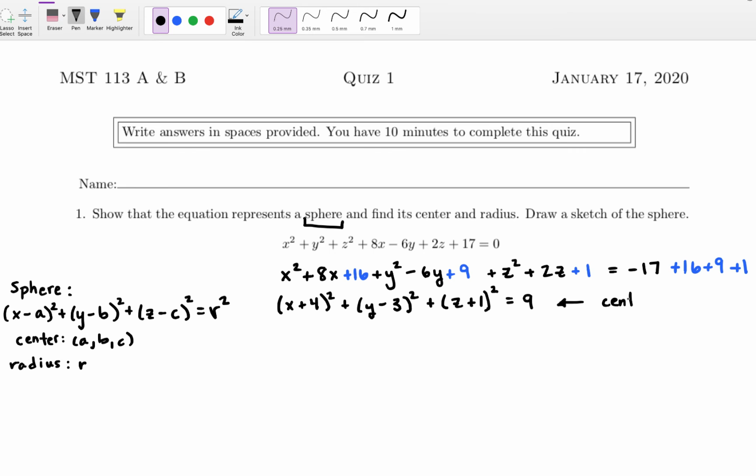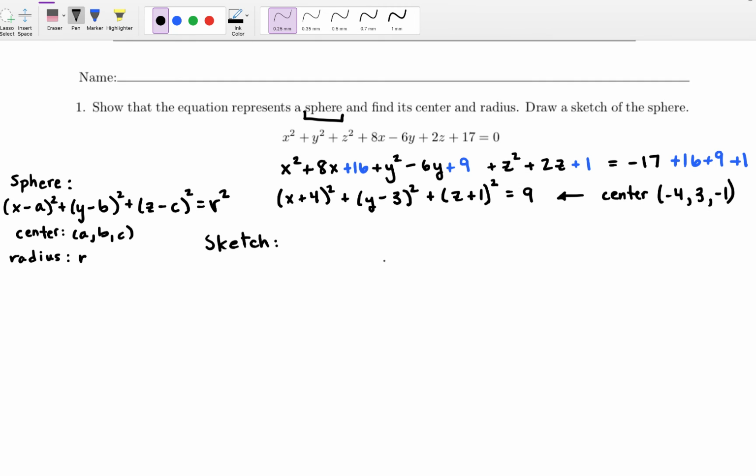So what I'll do first to get a sketch is set up my axes and place (-4, 3, -1) in the axes. You don't have to go nuts with this. You don't have to draw like 100 tick marks on each of the axes. Just get enough information there to convey the positioning and the size of the sphere.